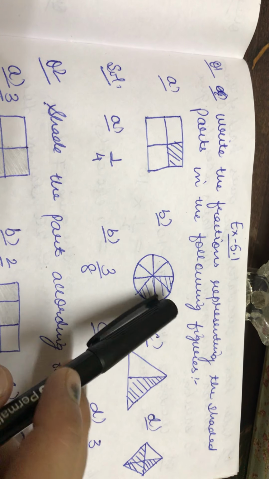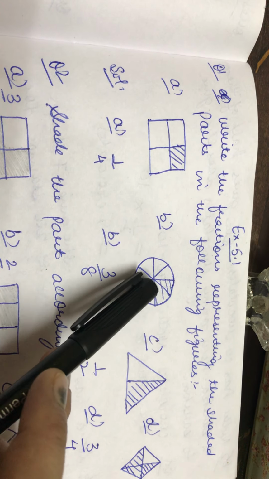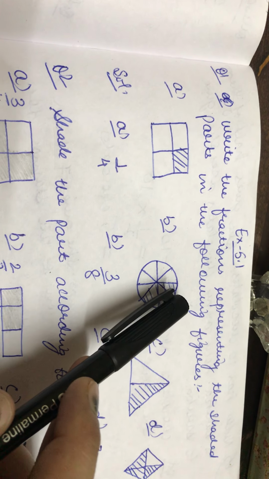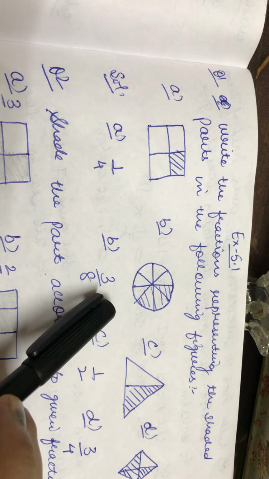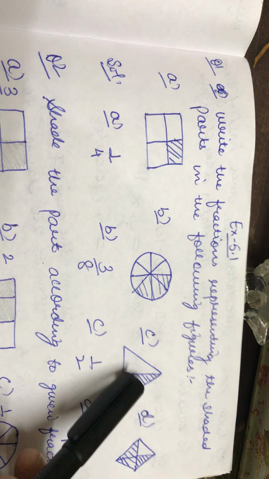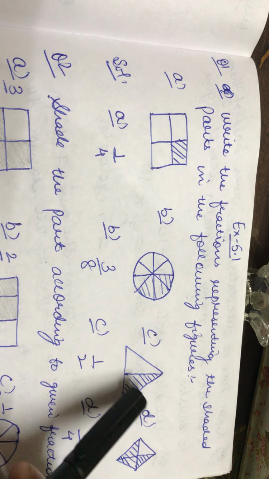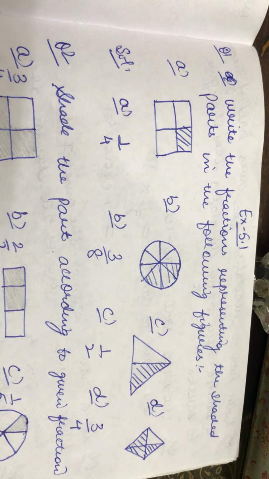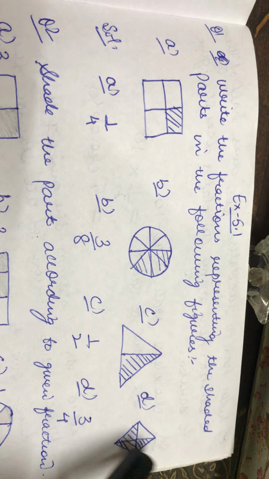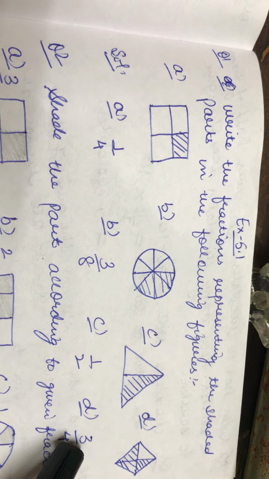B part is, again we have a circle in which there are total 1, 2, 3, 4, 5, 6, 7, 8 parts, and out of 8 parts only 3 parts are shaded, so my fraction is 3 by 8. C part, we have a triangle divided into 2 equal parts, so total number of parts are 2, and out of these 2 only 1 is shaded, so numerator is 1 and denominator is 2. The fraction becomes 1 by 2. Next, in the D part, I have 4 equal parts. Out of these 4 parts, 3 are shaded, so the fraction is 3 over 4.